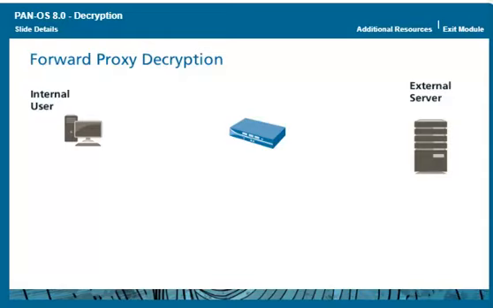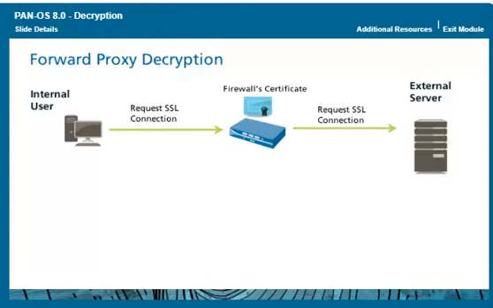A firewall that is configured to decrypt SSL traffic going to an external web server functions as a forward proxy. In this scenario, the firewall intercepts the SSL client's request for the server certificate. The firewall then contacts the server and requests the server's certificate. The server responds to the firewall with its certificate, which the firewall verifies. The resulting secure SSL connection is between the firewall and the server.